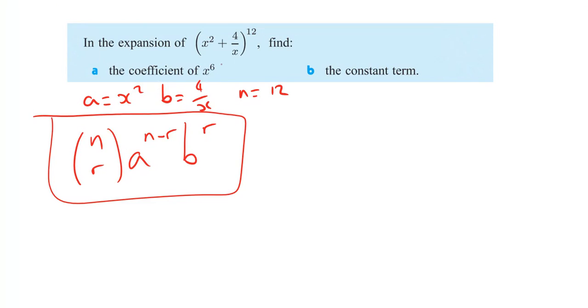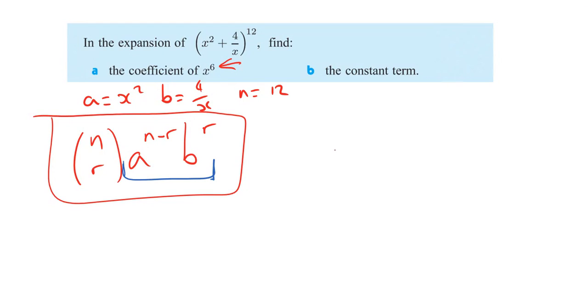Well, we know that we have to get somehow an x to the power of 6. We have to get an x to the power of 6. So let's start thinking about that. I only want to think about this bit now. The coefficient we can find out later on. Let's imagine putting in our a and our b and our n into this and thinking about what r would have to be to get a power of 6.